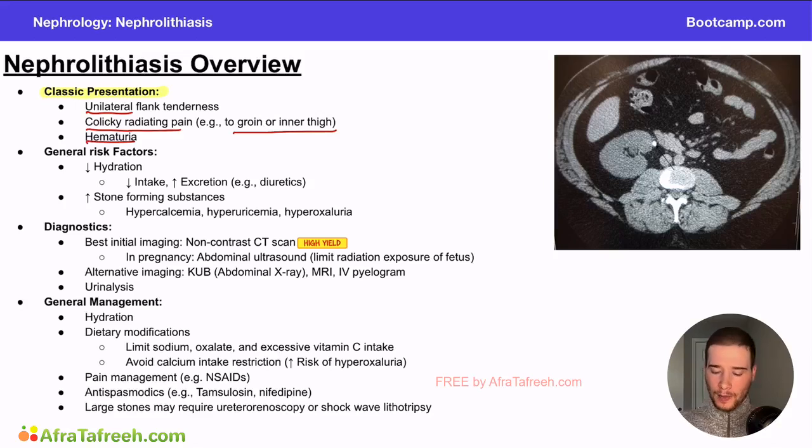So next I want to talk about some general risk factors for patients with kidney stones. One of the main ones is a decreased hydration status. And this can be either from a decreased intake, or drinking less fluids, or an increased excretion, right? If a patient's taking diuretics, potentially too much of those diuretics, this can cause them to have fluid offloading and overall a volume depleted state. So how does this help with the formation of kidney stones?